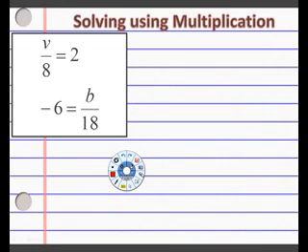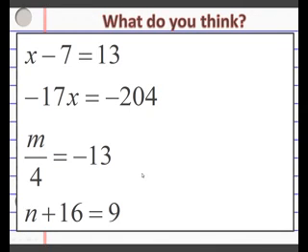So my last slide here says, what do you think? Just as a review, what operations are we going to perform in order to figure out our solution? The first one, x minus 7 equals 13. What I need to do is the opposite of minus 7. I need to add 7 to both sides. So I'm doing addition, and I'm adding 7 on the first problem.